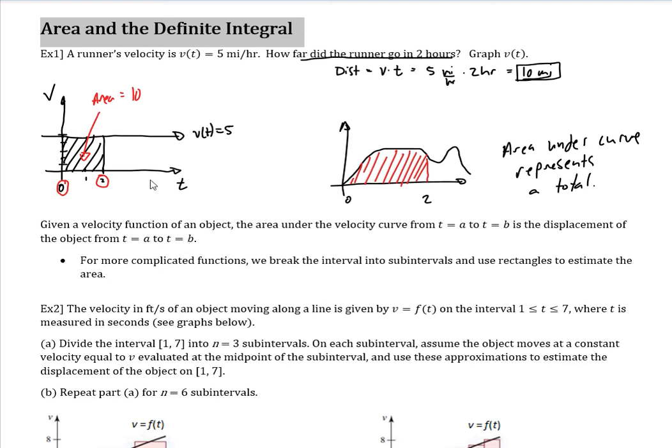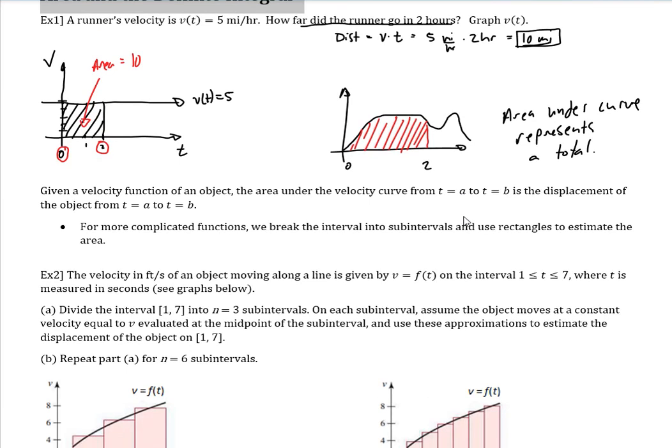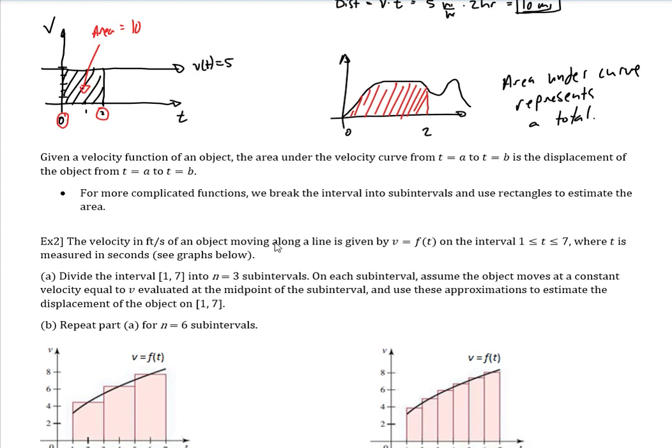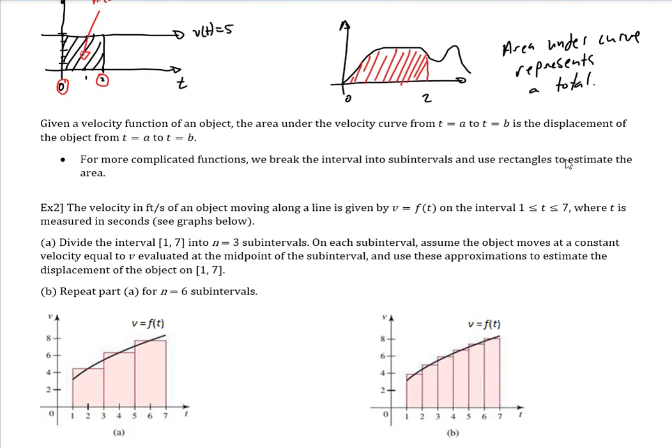If we have a graph and a curve, and we look at the area under the curve, between the curve and the x-axis, it would represent a total of something. We're going to find ways to find this easily, but it's going to take a little time to get there. Now some vocabulary with velocity, which is one of the easiest to make this connection with. Given a velocity function of an object, the area under the velocity curve from t equals a to t equals b is the displacement of the object from t equals a to t equals b.